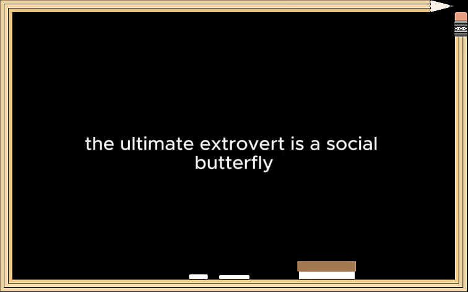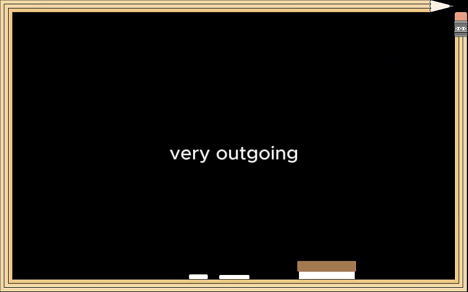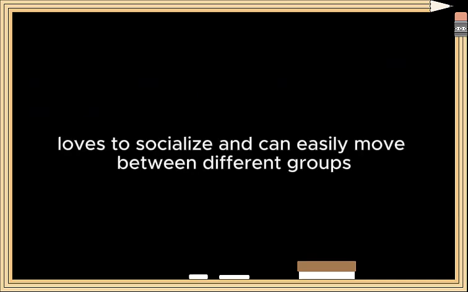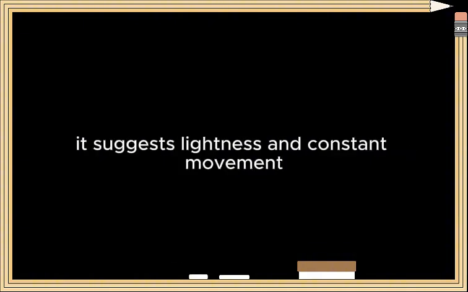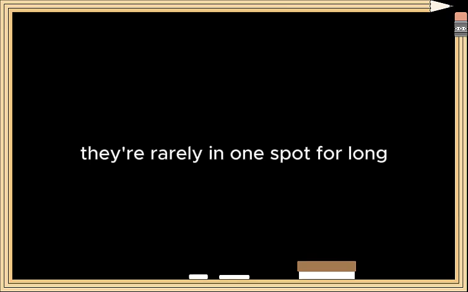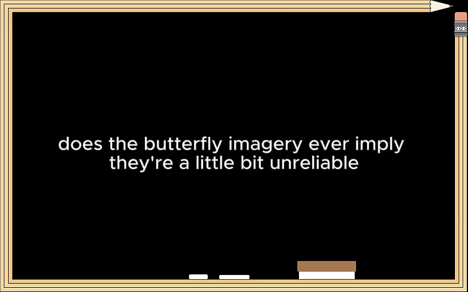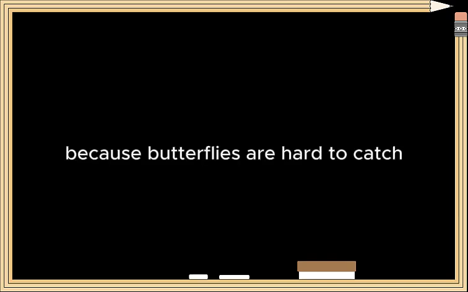The ultimate extrovert is a social butterfly: very outgoing, loves to socialize, and can easily move between different groups at a party. The butterfly imagery is great. It suggests lightness and constant movement. They're rarely in one spot for long. Does the butterfly imagery ever imply they're a little bit unreliable? Because butterflies are hard to catch.